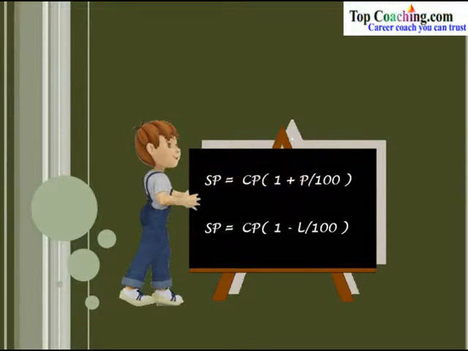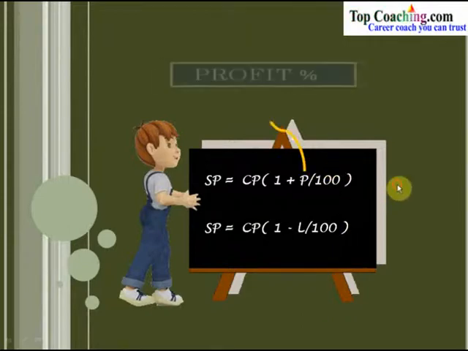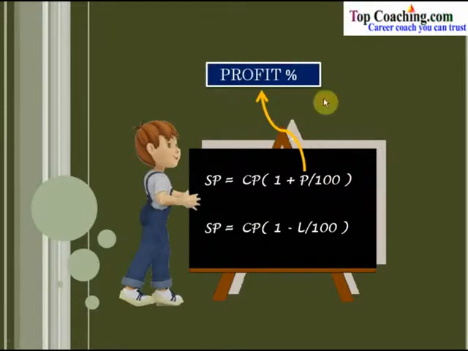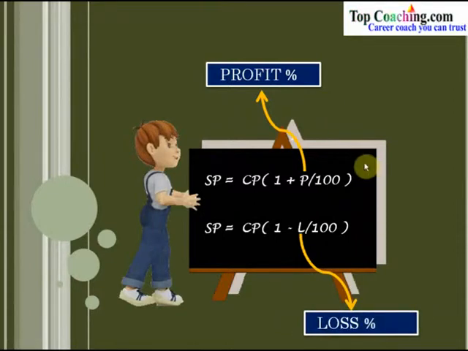And in case of loss, SP would always be less than CP. Now if we look at this term 1 minus L by 100, this term is always less than 1, and so their product would always be less than CP. Thus we get SP greater than CP in this case, and SP less than CP in this case. And this is an important formula to remember. Here P is the profit percentage and L is the loss percentage.